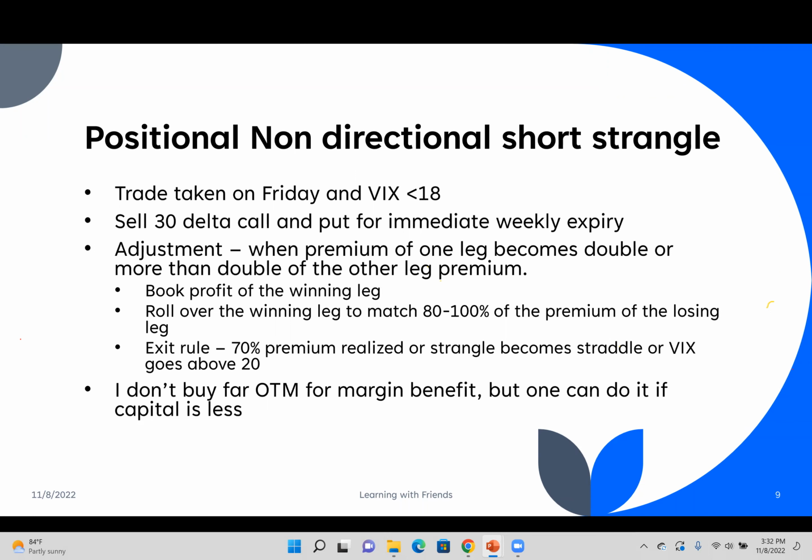So this is one of the strategies, which is a non-directional strategy, requires frequent adjustment, applying the logic which I mentioned. So I say that someone who can spot, that is the thing, right? So this is the non-directional.